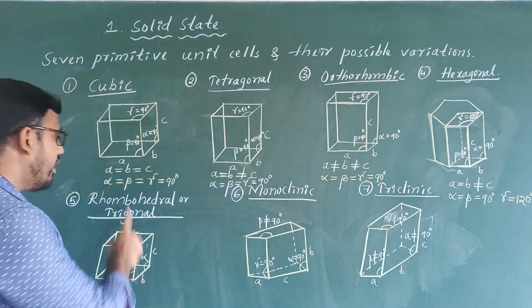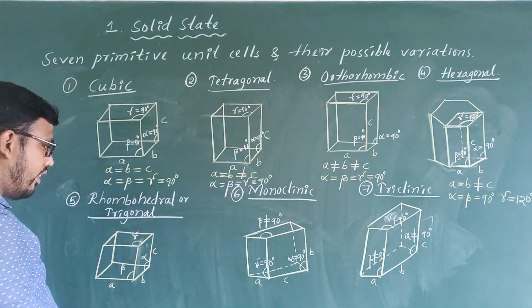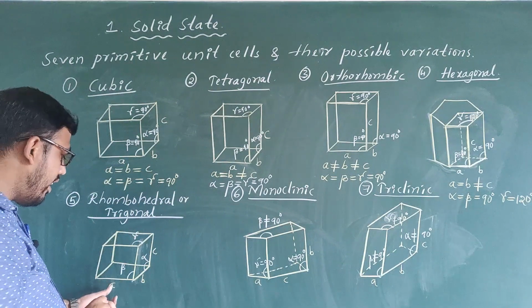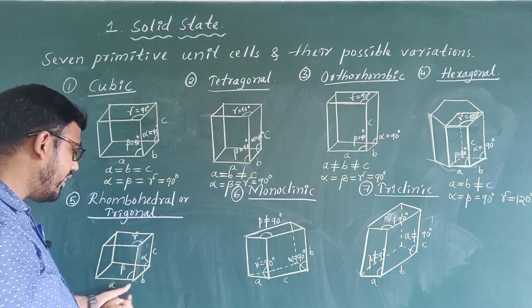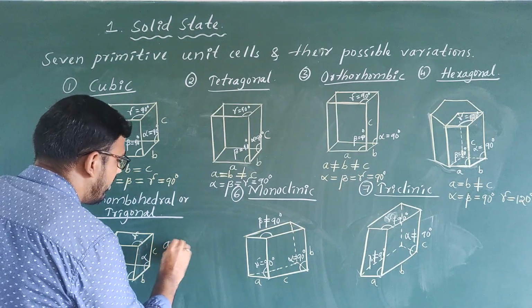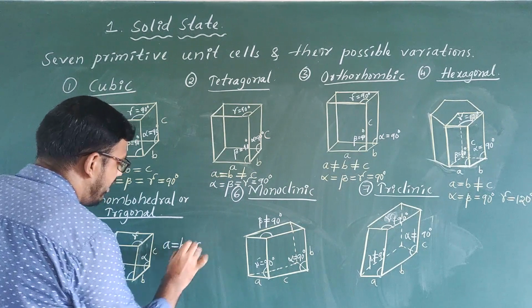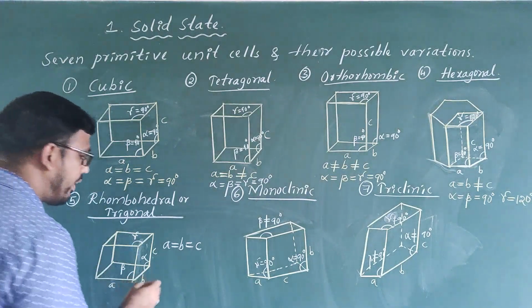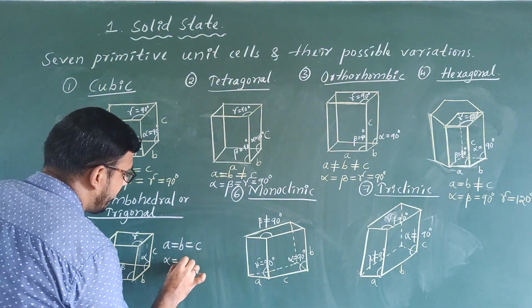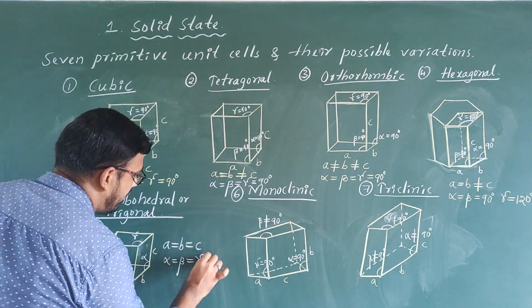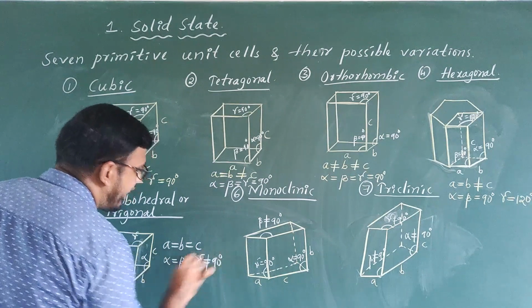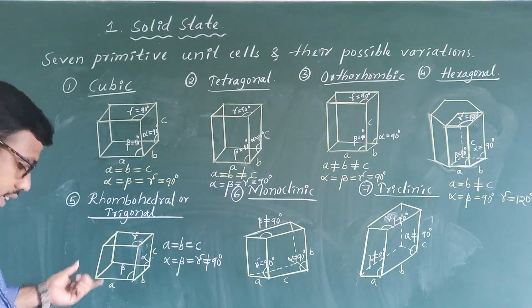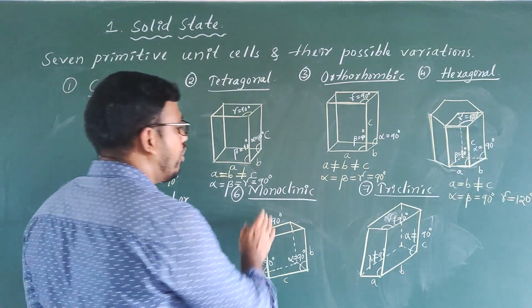Next moving to rhombohedral, also known as trigonal system. If you observe properly, all the edge lengths are equal. A is equal to B is equal to C, but the angles are not 90 degree. If you observe properly, they are not perpendicular. So hence alpha is equal to beta is equal to gamma is not equal to 90 degree. So that is called rhombohedral system.